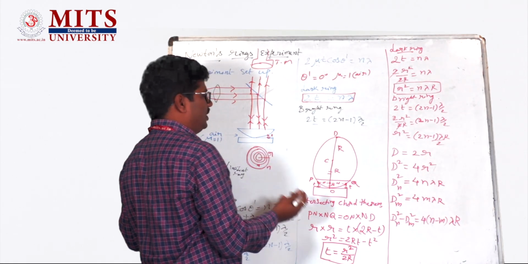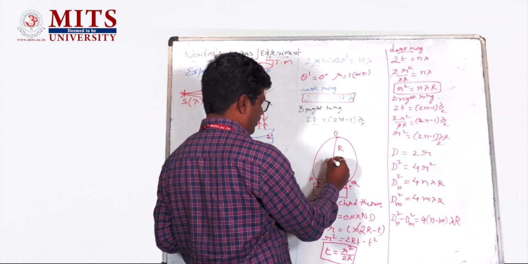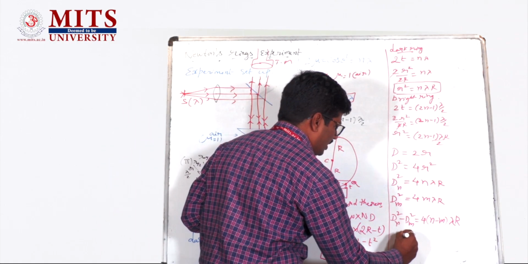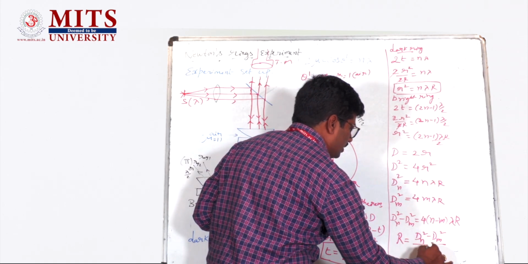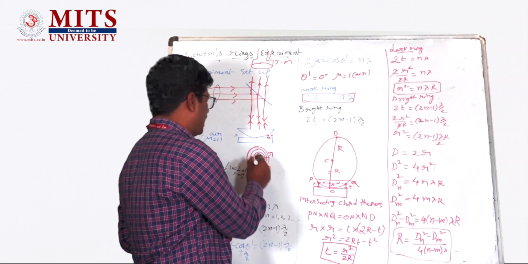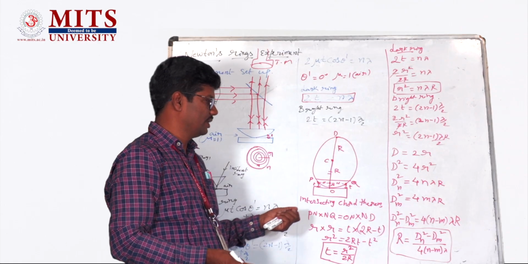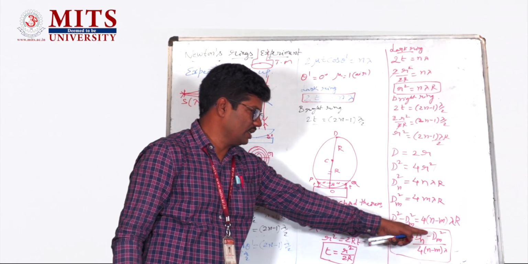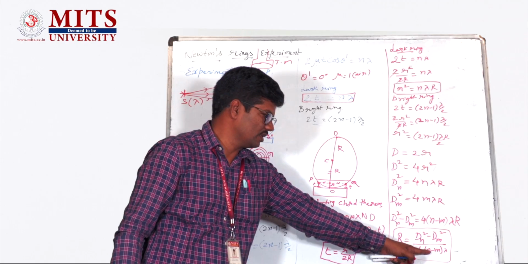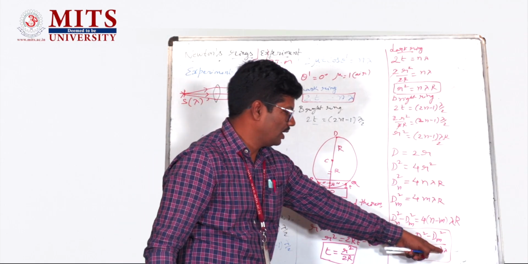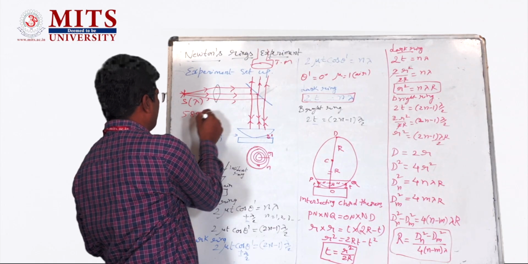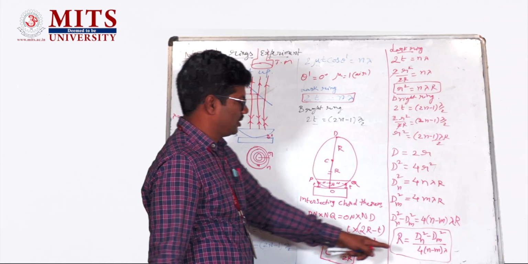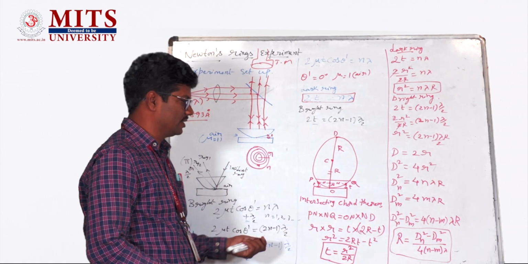So this is the equation. From this, if the aim is to find the radius of curvature R of the plano convex lens, I can take R is equal to Dn square minus Dm square by 4 into (n minus m) into lambda. So if I do this experiment and find the diameters of the nth ring and mth ring, and I know n and m, and I am using monochromatic light, suppose a sodium vapor lamp with lambda value 5893 Angstrom units, I can substitute and get the radius of the plano convex lens, which is very easy.